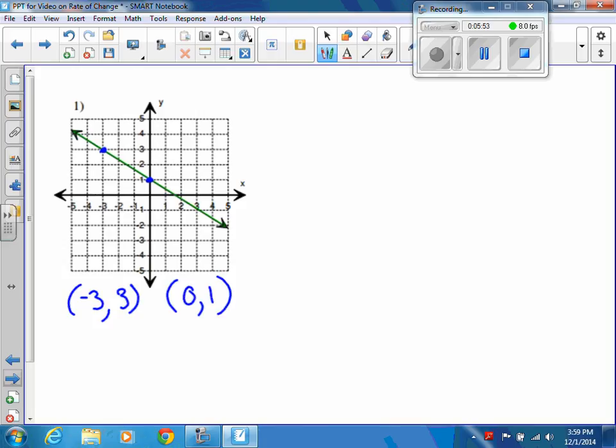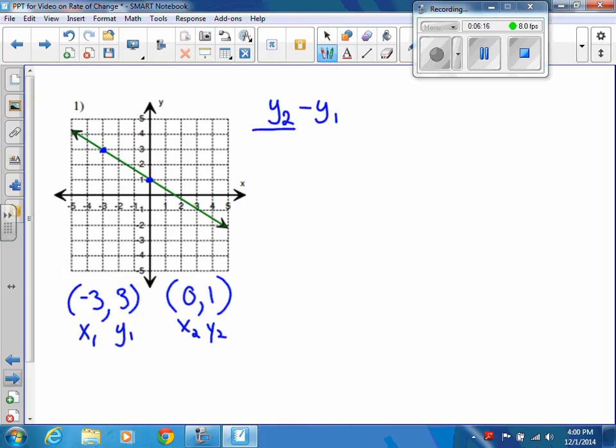So this is going to be my x1 and my y1. This is going to be my x2 and my y2. It doesn't matter which one I use. If I use the other way around, that's okay. If you called negative 3, 3 as your x2 and y2, that's okay, as long as you keep it the same throughout your problem. Our formula again, y2 minus y1.